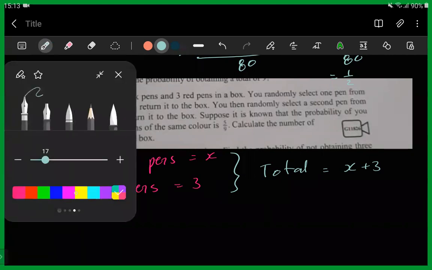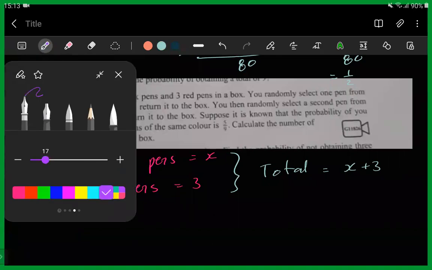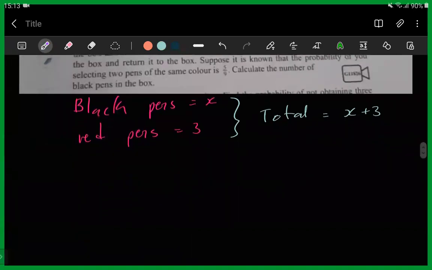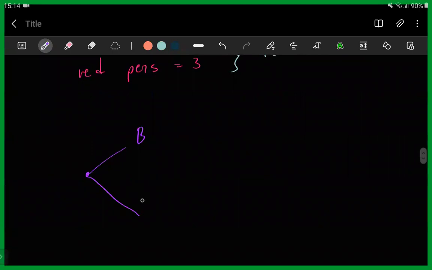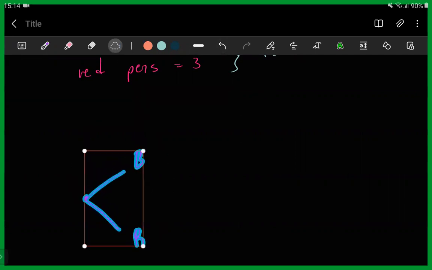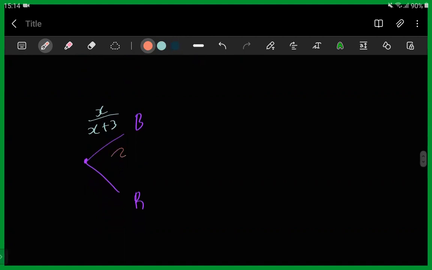So a situation like this, as you stated already, it needs a tree diagram, because a tree diagram can help you trace these events in terms of probability. So what happens is, in the beginning, you're either going to choose a black pen or you're going to choose a red pen. But the thing is, the probability of choosing a black pen, the amount of black pens you have, it's X, you don't know, but the total is X plus 3. The amount of red pens is 3, but the total is X plus 3.